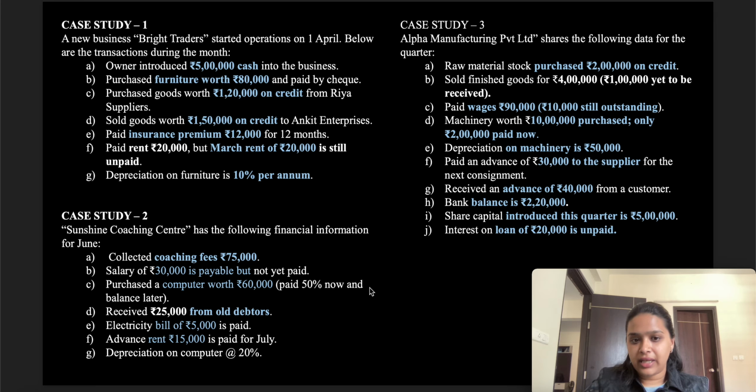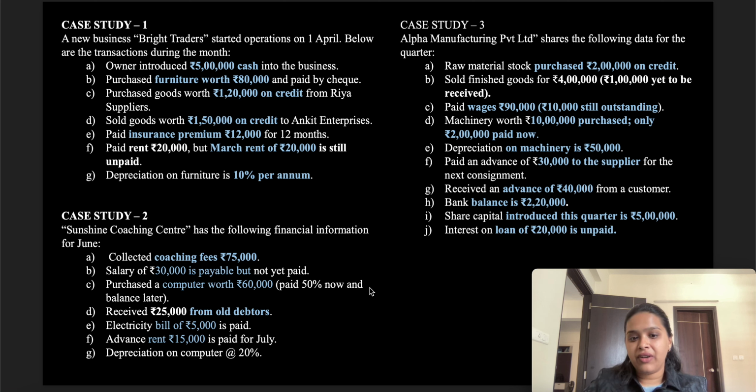Next is salary of 30,000 is payable but not yet paid. So salary is an expense for them, and since they have not cleared the payment, it is an outstanding expense. Next, they have purchased a computer for 60,000. It is an asset because, like we discussed in the last class, furniture, laptops, computers, AC, refrigerator, land and building, any other type of machinery is always an asset for us. And they have paid 50% and the balance they have to pay. So whatever they have not paid is a sundry creditor for them.